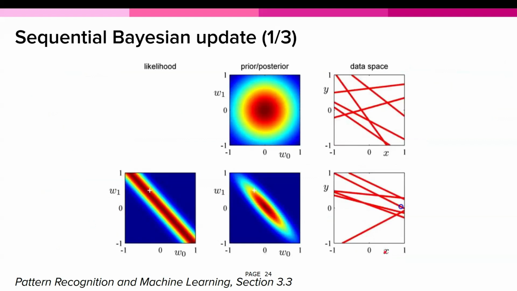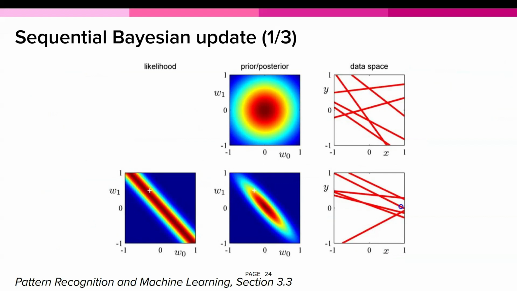Okay, so to emphasize the difference between classical and Bayesian approaches to parameter estimation in the context of a linear model of the form y equals W0 plus W1 x, let's visualize how the prior and posterior distributions change as we observe new data points.